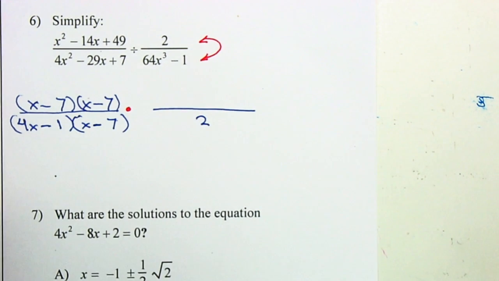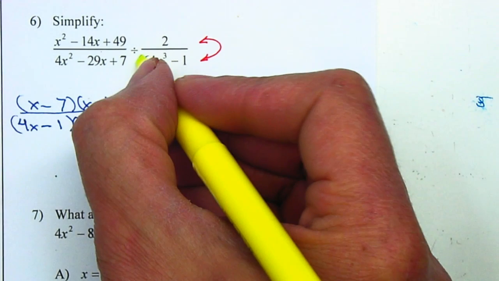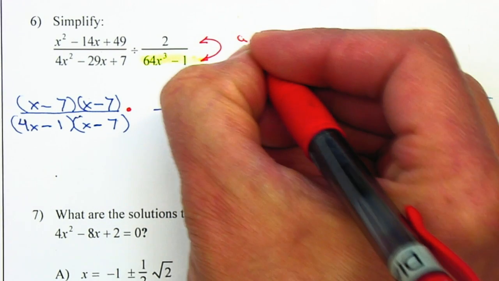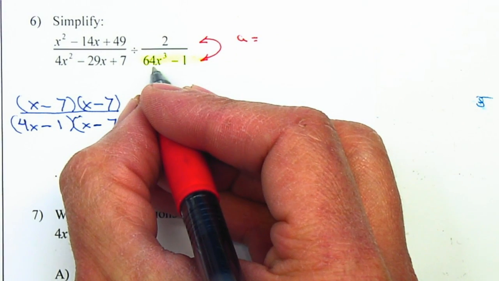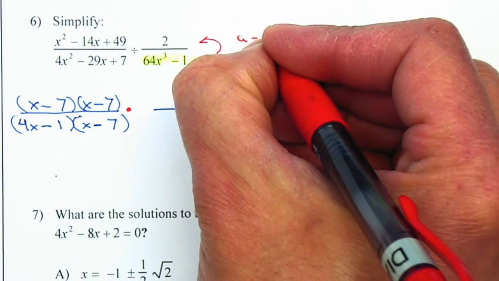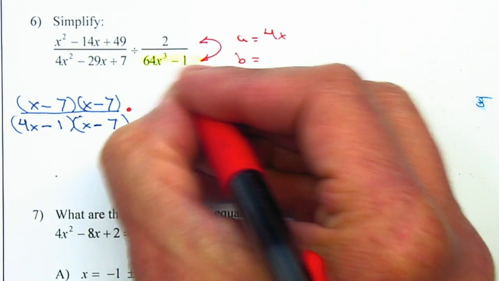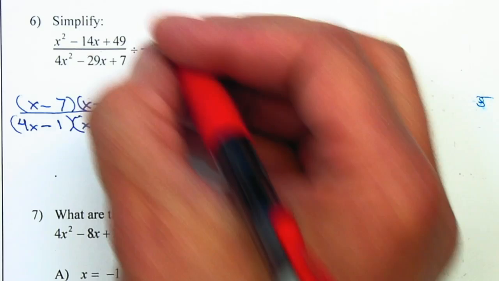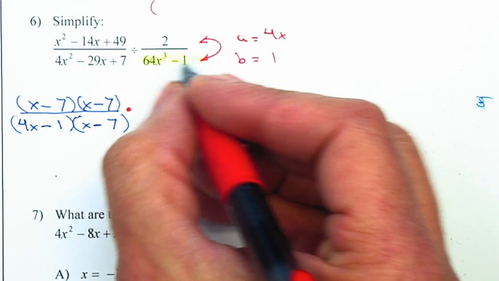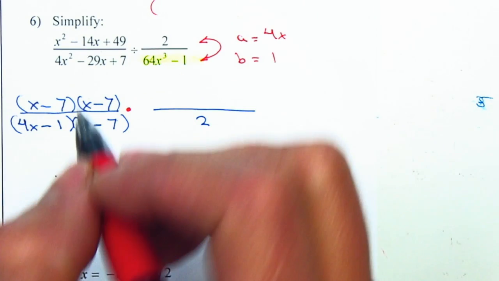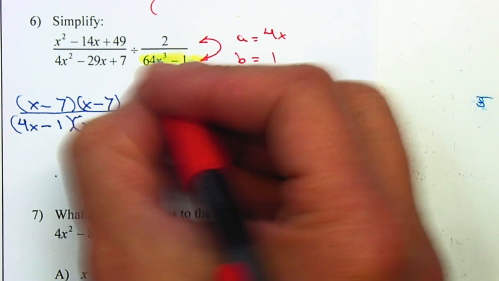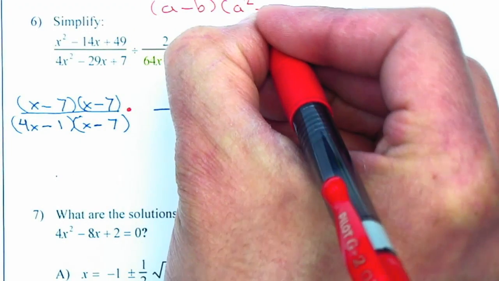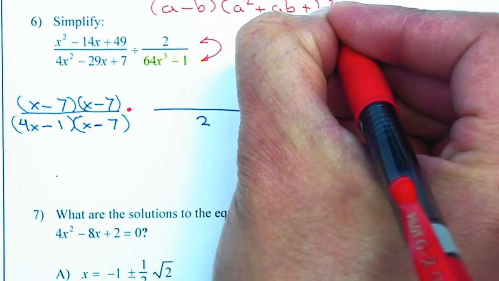On the denominator, 64x cubed minus 1 is the difference of two cubes. So a is the number that multiplied by itself 3 times gives you 64x cubed, 4x. b will be 1. Now, at this point, you should have your formula memorized. If you don't have it memorized, you're going to get this problem incorrect, 0 points. If there's a minus in between, it will be a minus b, a squared, that's a negative, the next one's a positive, ab plus b squared.